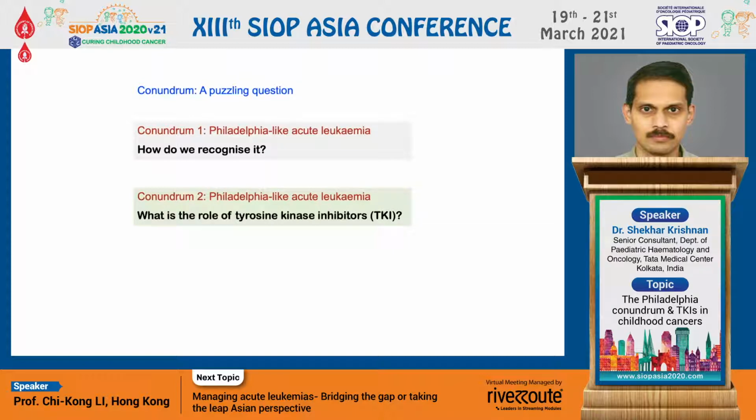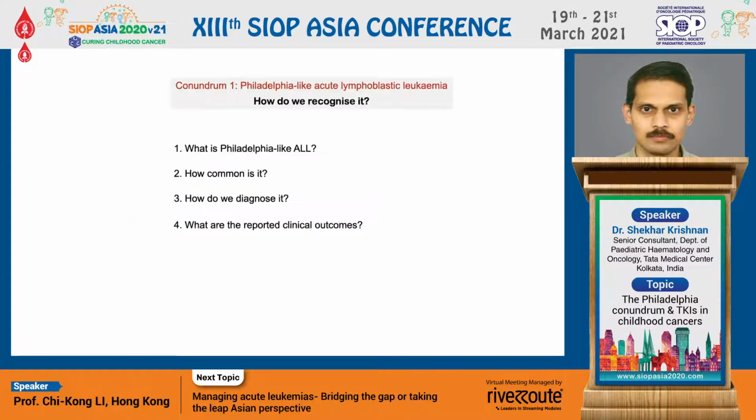A conundrum is a puzzling question, and I have taken the liberty of splitting it into two questions. First is Philadelphia in the context of Philadelphia-like acute leukemia, because I think there is less ambiguity about Philadelphia-positive ALL. And then once identifying and recognizing it, how do we then treat it using tyrosine kinase inhibitors?